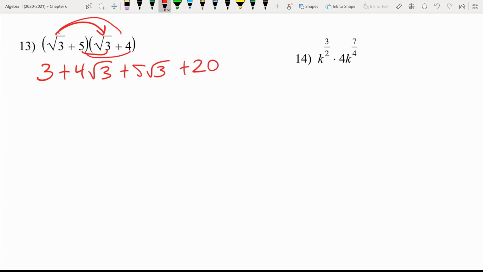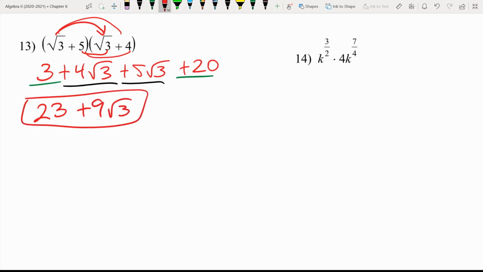So now you just got to combine like terms. I can put together my 20 and 3, so that's 23. And then I can put together these two guys. They're both square root of 3, so I can add the 4 and the 5 to get 9 square root of 3. All right, that's the last of the square root simplification ones.